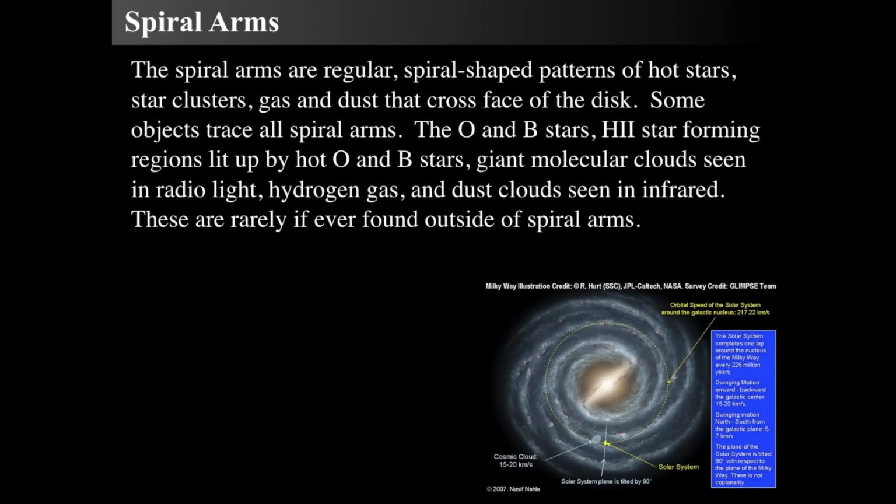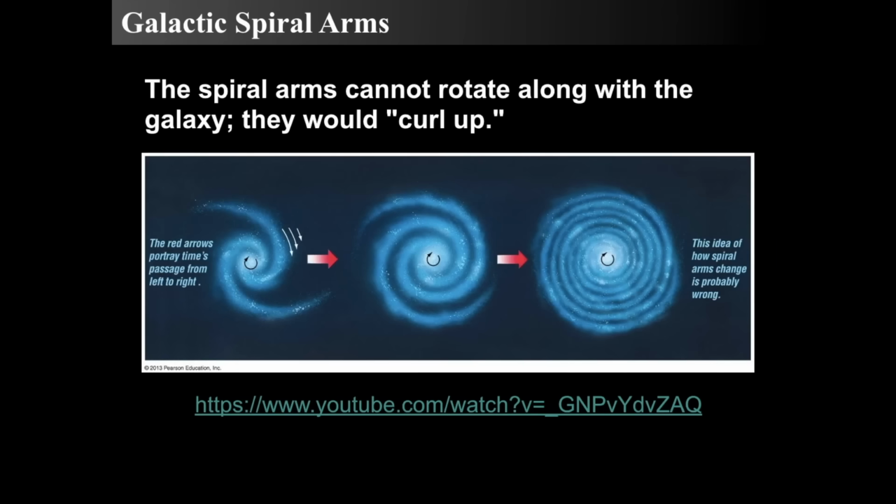And we see giant molecular clouds can be seen in radio light, and the hydrogen gas and dust clouds can be seen in the infrared. But these objects are hardly ever found outside the spiral arms, meaning above and below, or specifically between those things. So the gas clouds must be there, but they get bunched up. So what is all about the bunching? So what are spiral arms?